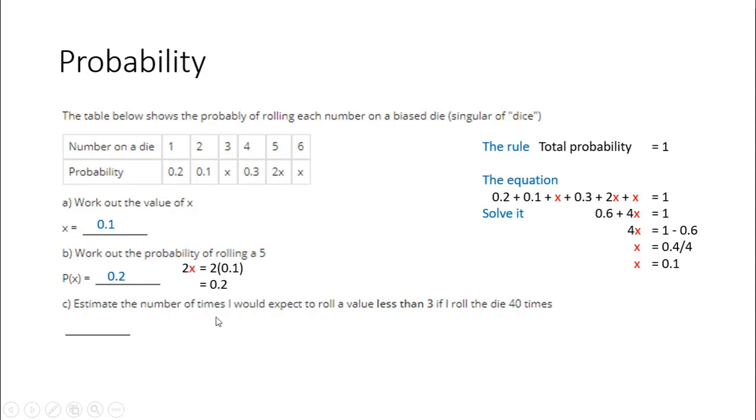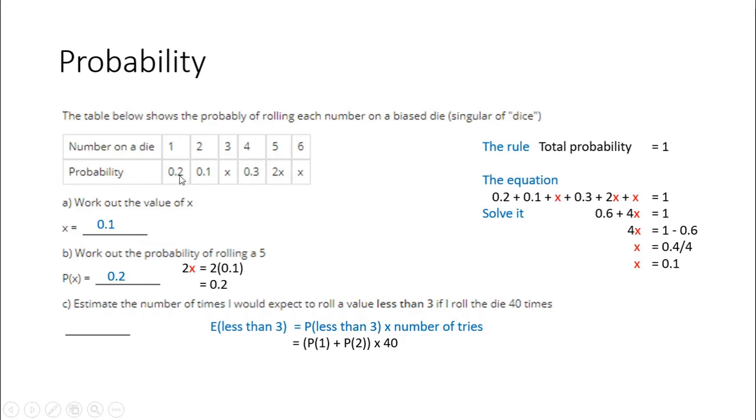Estimate the number of times I would expect to roll a value less than 3 if I roll the die 40 times. That's how many times do I expect to roll a 1 or a 2. The expected number of times that you roll some value is equal to the probability of rolling that value multiplied by the number of tries. Less than 3, that's the probability of rolling either a 1 or a 2. So I'm going to work out the probability of rolling a 1 and 2 and add that together and multiply that by the number of tries, which was 40.